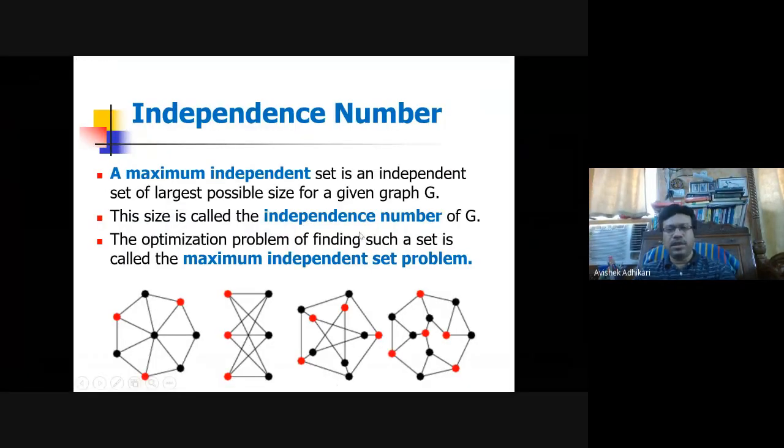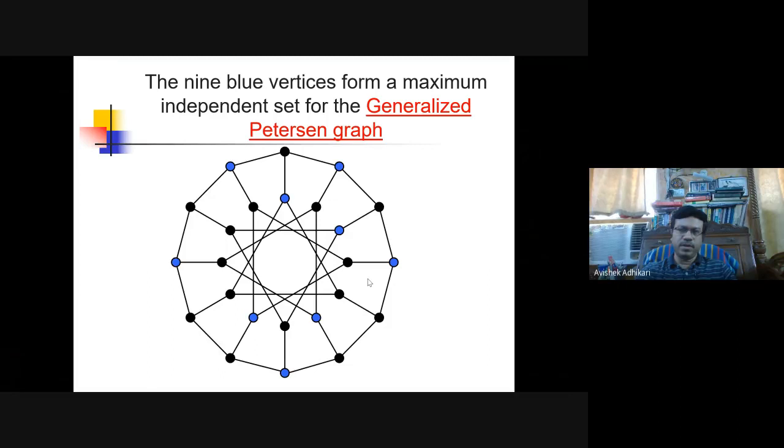Similarly, you just try to find the independence number of these images. Please take a screenshot of this and then you will be able to solve this. So these are the 9 blue vertices. They are the independent set. This is the maximum independent set. So 9. Here this is called the generalized Petersen graph, and these 9 blue vertices are the independent set, and that's the maximum independent set.